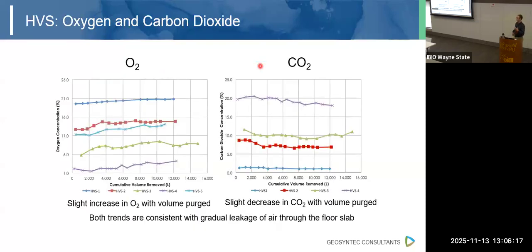We can also look at oxygen and CO2 concentrations over time. And this is a good indication of the extent of leakage, how much indoor air is leaking through that floor slab or how much outdoor air is leaking in from outside the building. But it gives us a good sense of how competent that floor slab is. So if we have low O2 concentrations, high CO2 concentrations, and they're maintained, that's a pretty competent floor slab.